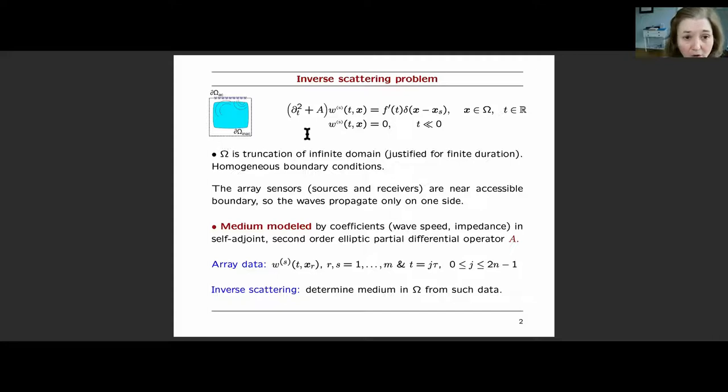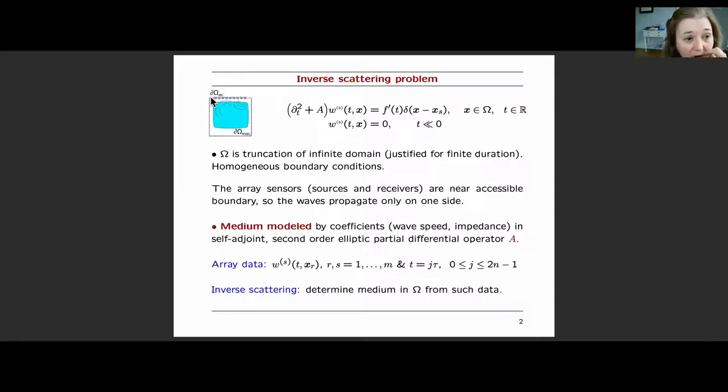Now, the geometrical setting is important. We are going to work in a domain omega, which is really a rectangular box, a truncation of an infinite domain. Usually in the time domain you can do that. You just truncate the domain because the problem is causal. You have finite propagation speed and you always observe the wave over a finite time. So you can truncate the medium.